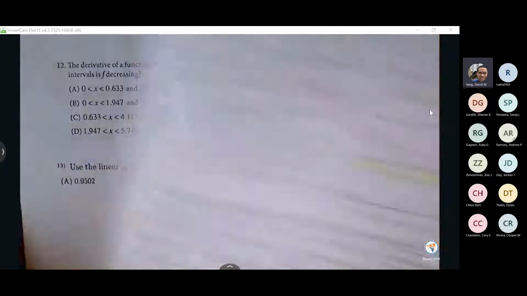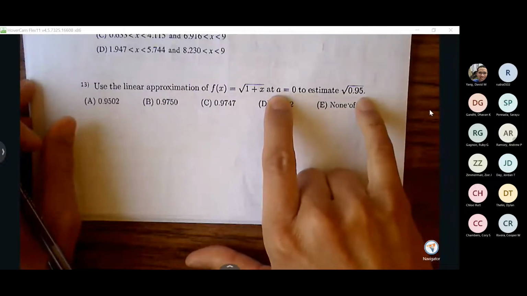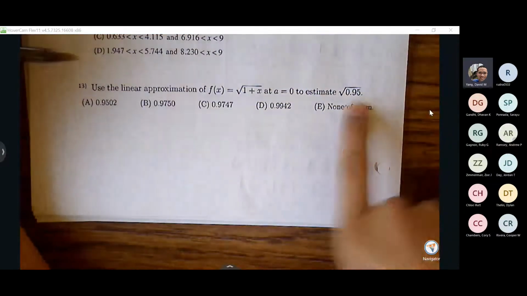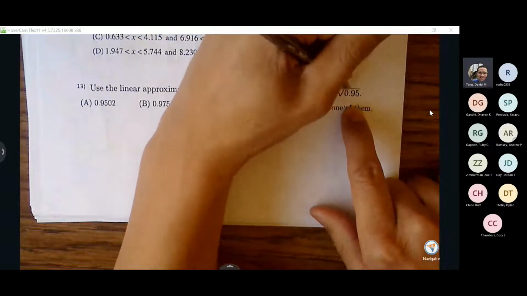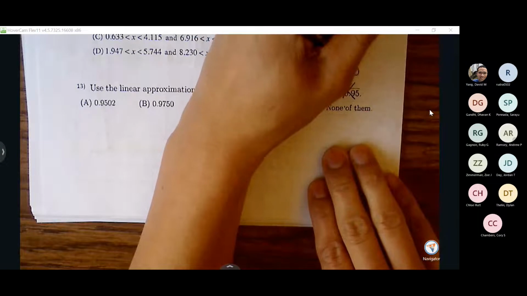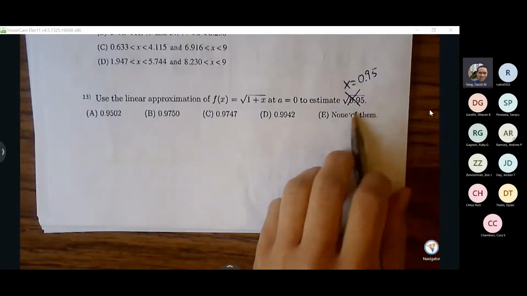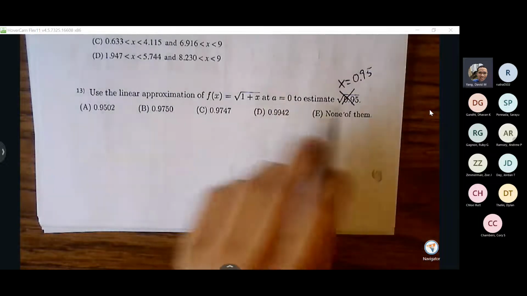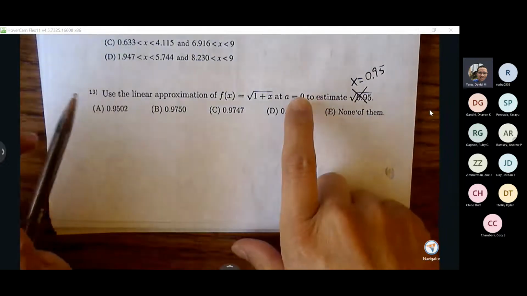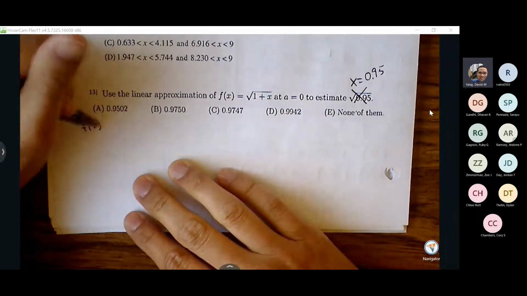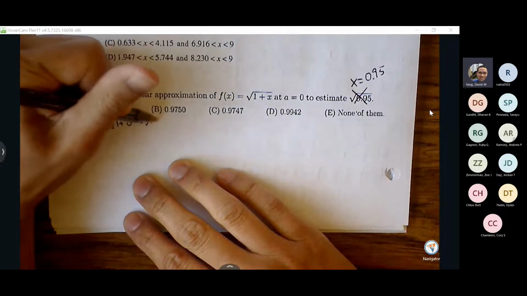Okay, linear approximation for number 13. Here's my function. So it says estimate the square root of 0.95. I would present it not this way. I would just say use the decimal 0.95. Okay, I won't let that be as confusing as that. So we know that we have to go through our process, find our ordered pair first, and then our slope. So a is basically, quote unquote, our x. So our ordered pair is f of 0, which is square root of 1 plus 0, which is square root of 1, which is 1. So ordered pair 0, 1.